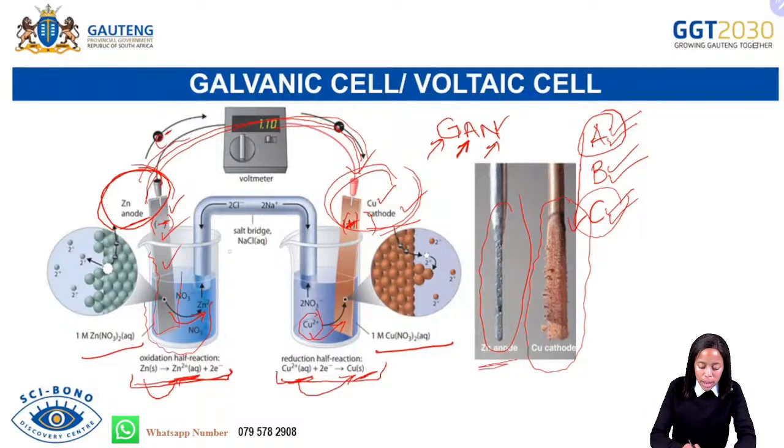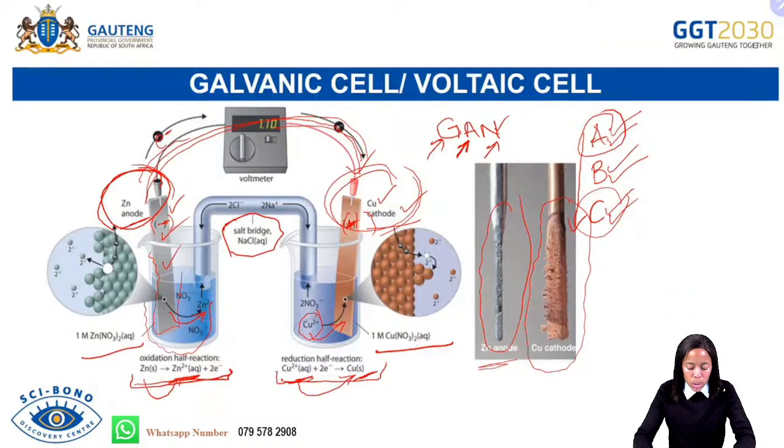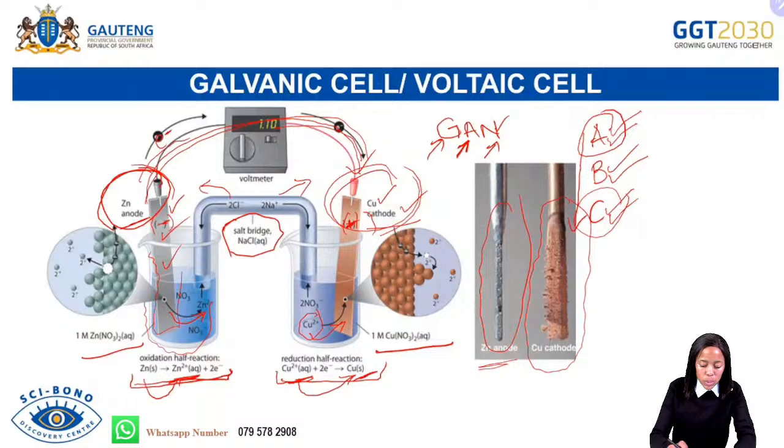Then again, we have what we call the salt bridge. The salt bridge is going to contain a salt which contains what? Which contains cations and what? And anions. So in this case, the sodium, what does it represent? It represents the cation because it has a positive charge. And then the chloride ion, it represents what? It represents an anion because it has a negative charge.